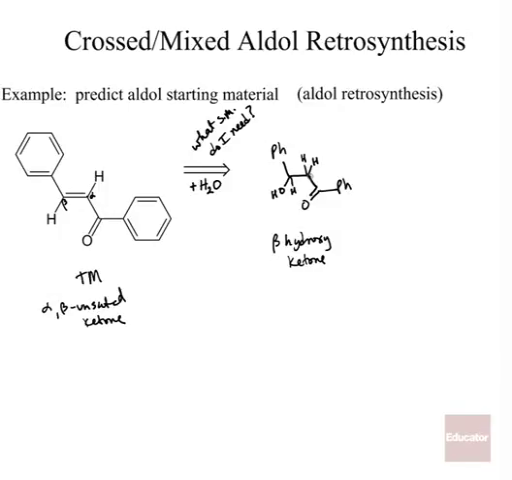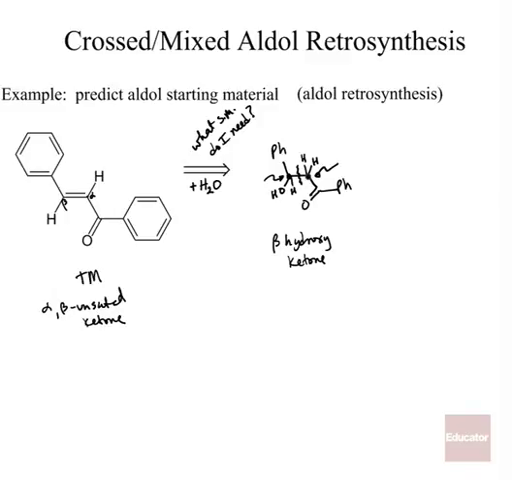Okay, the key disconnection we make, remember what is an aldol? It's the reaction of an alpha carbon to a carbonyl carbon. So this is the key disconnection that we make in an aldol. It's between the alpha and the beta carbons. So this carbon, remember, one of these carbons was a nucleophile, one of them was an electrophile. That's how they were able to come together to make this product.